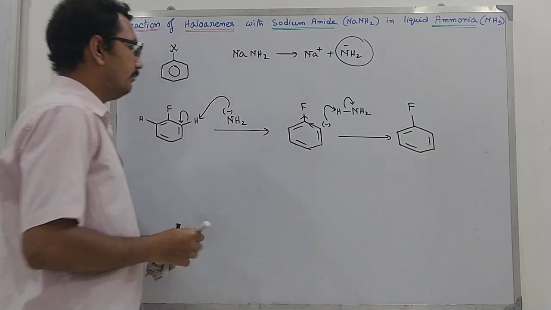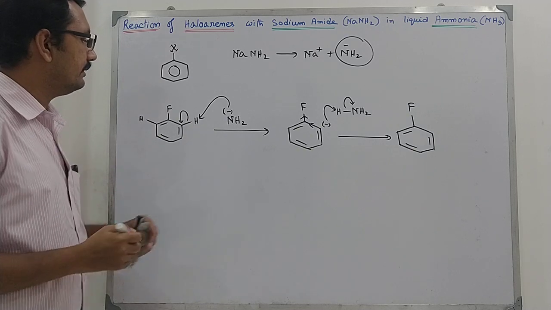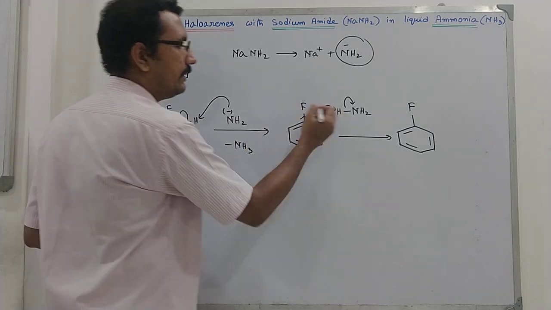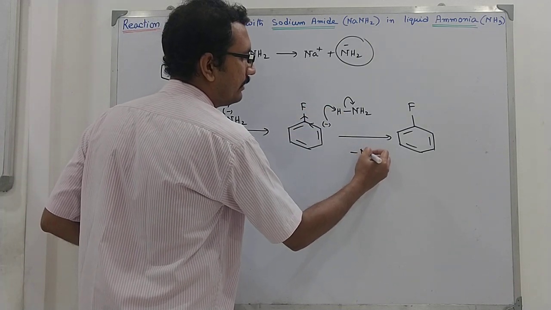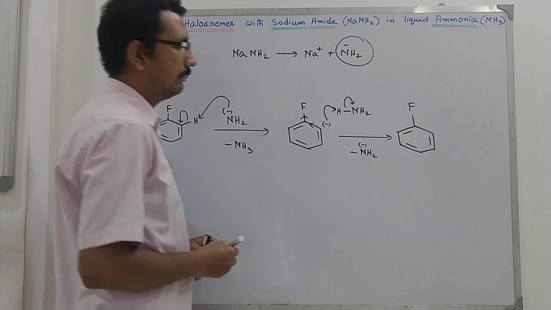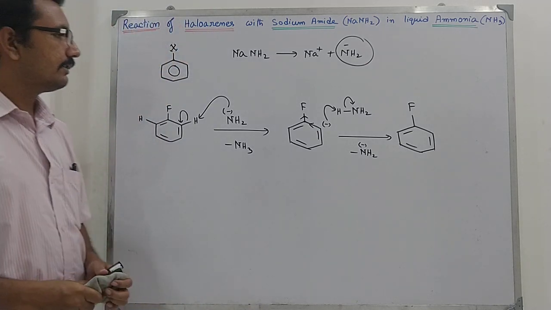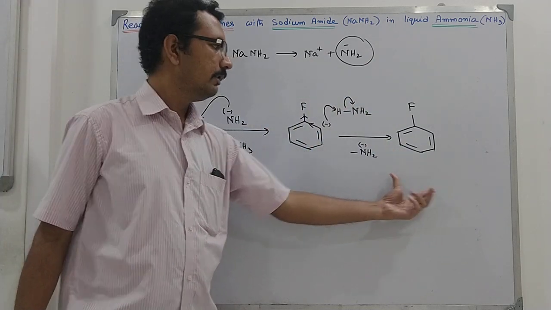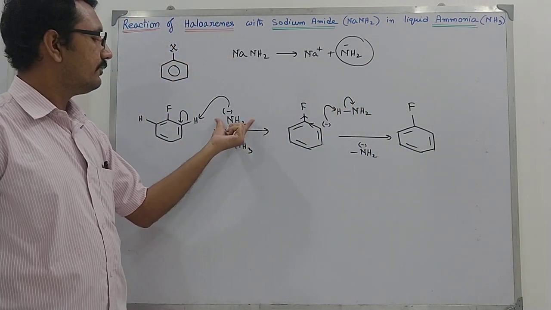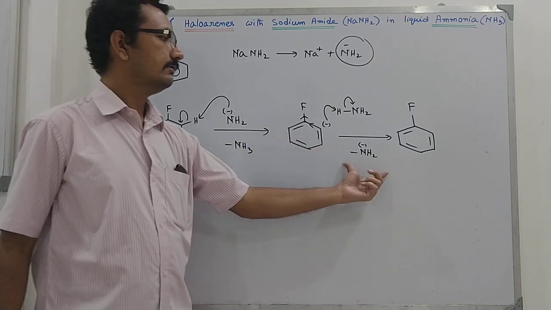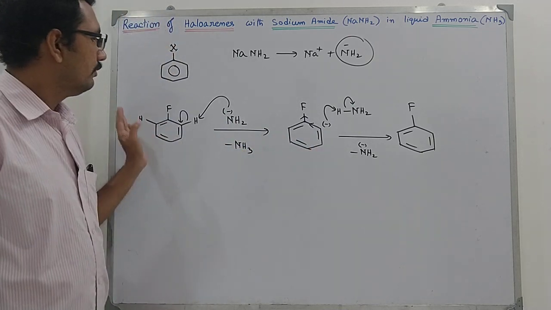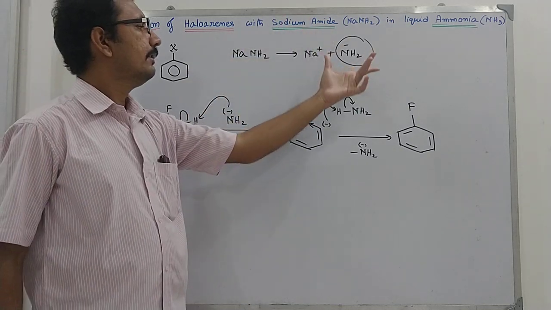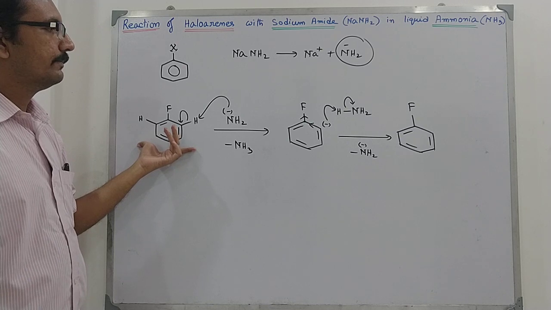fluorobenzene. Now one NH2 minus participates in the reaction and it gives NH3, and one NH3 participates in the reaction and it gives NH2 minus back. So what is the overall reaction here? We start with fluorobenzene, we get the fluorobenzene back. We start with this amide NH2 minus, we get it back. So actually no reaction occurs when we apply this reagent on fluorobenzene.